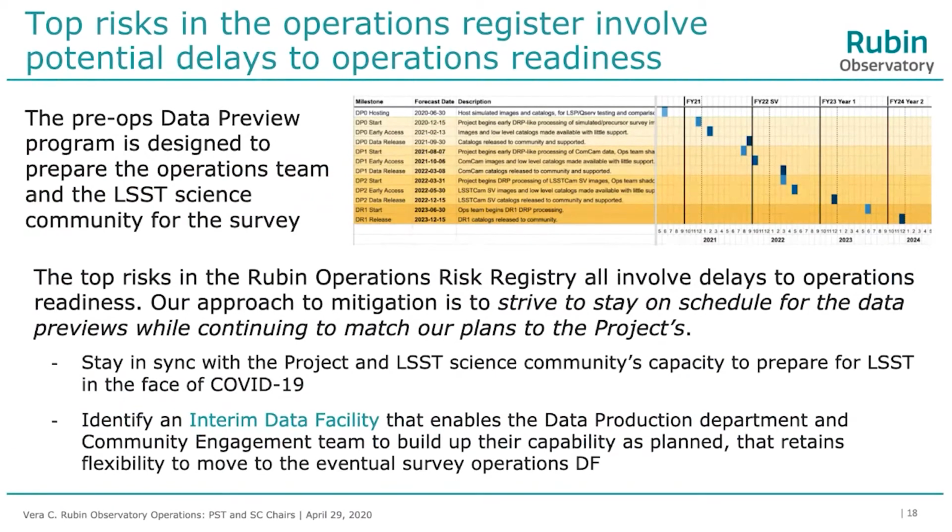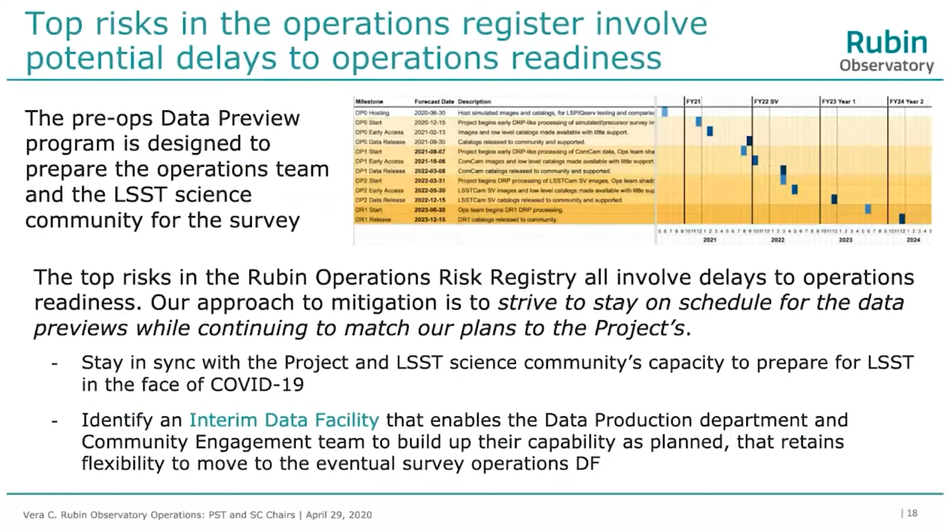So we're mitigating both those risks. They are now realized. We'll be doing a couple of things specifically, but basically our approach is to try and stay on schedule for the data previews, starting with DP0, while continuing to match our plans to the project. The delay in knowing where the US data facility is coincides with the expected delay due to the coronavirus. And so there's a way we can match them together. So we'll work with the project this year as it does its replanning. We'll try and take into account the science community's capacity to prepare as well. But basically, we're trying to stay on track with DP0.